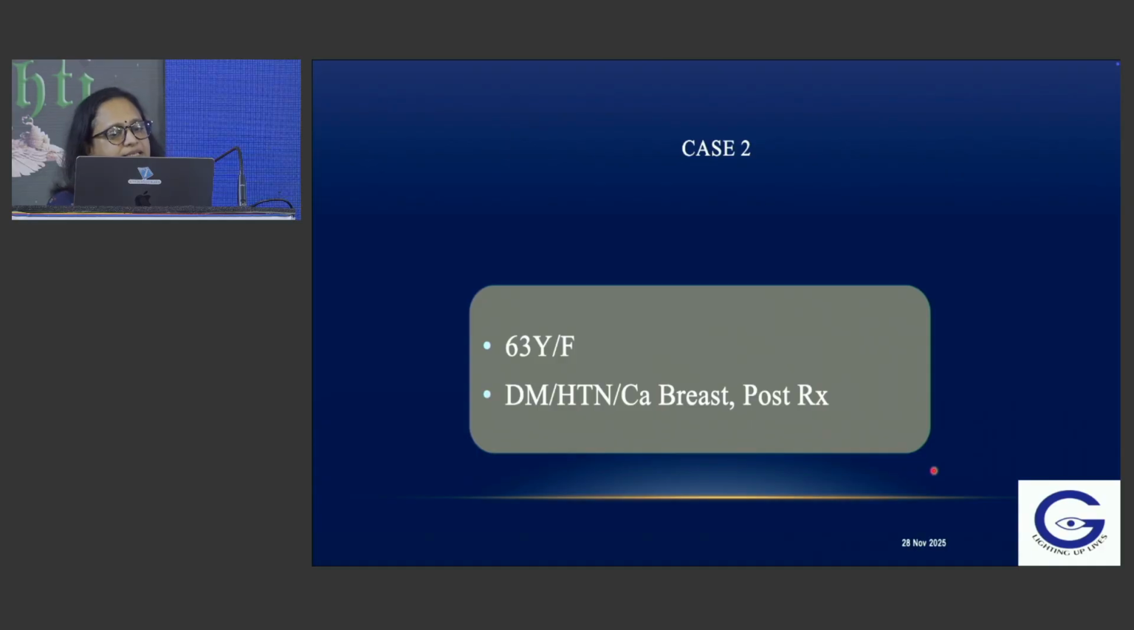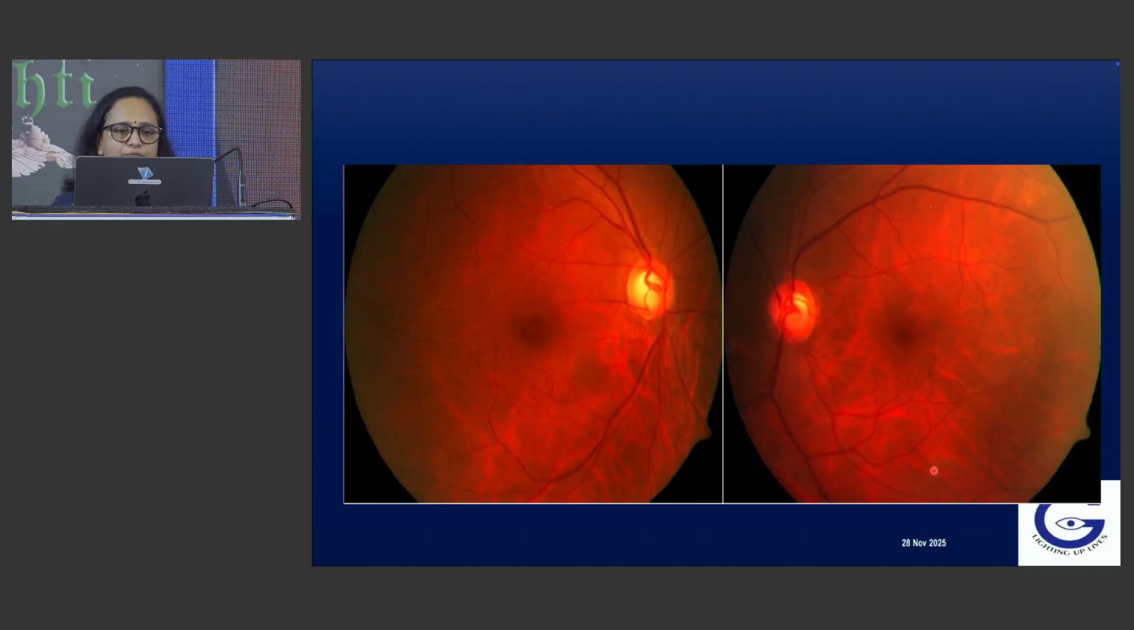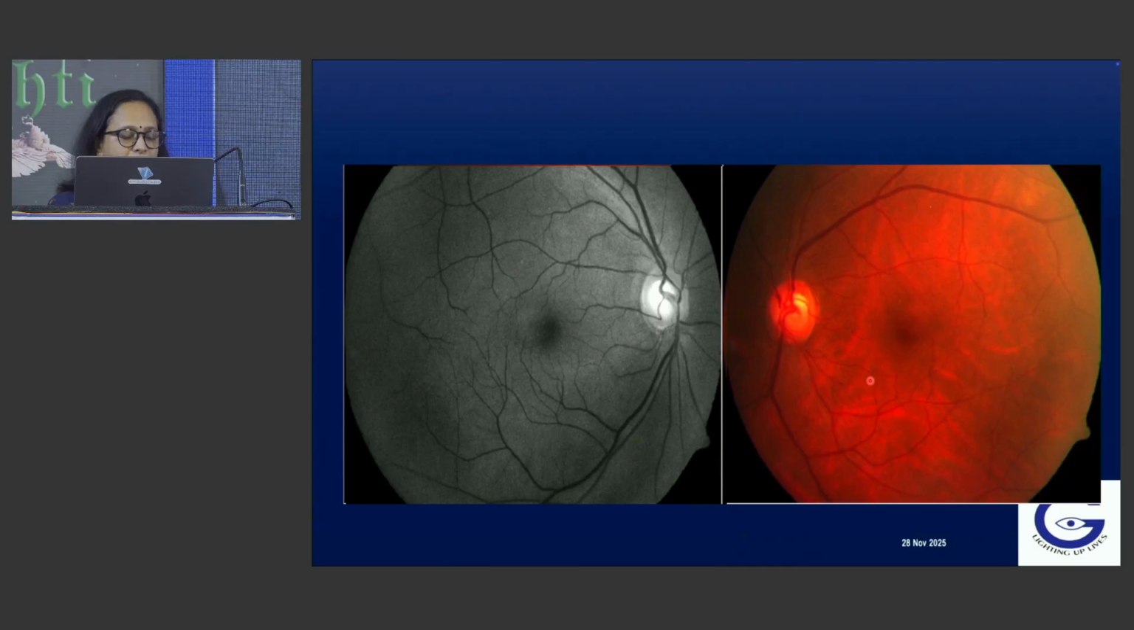Case 2 is a 63-year-old female who again came for a routine evaluation. On fundus examination, she showed an inferior notch with an inferior RNFL defect in the right eye, and the left eye was relatively normal. And you can clearly see the RNFL defect here.